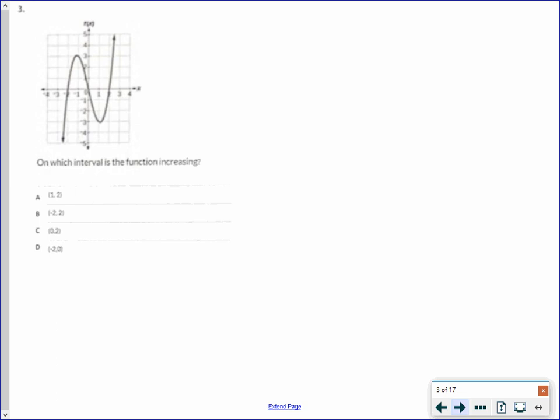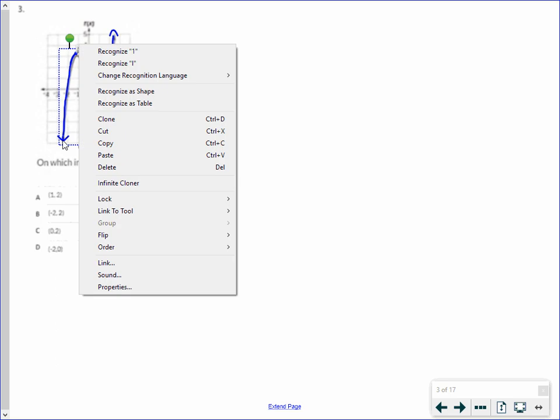For number 3, we're asking on which interval the function is increasing. So let's go ahead and mark where our function is increasing. And remember, for a function to be increasing, that means as you read the graph from left to right, the y values are increasing. So for this function here, the intervals it's increasing on will be from the arrow down there up to this turning point up here, and also from this turning point here, and it looks like it's going on forever. So let's go ahead and just lock these in place.